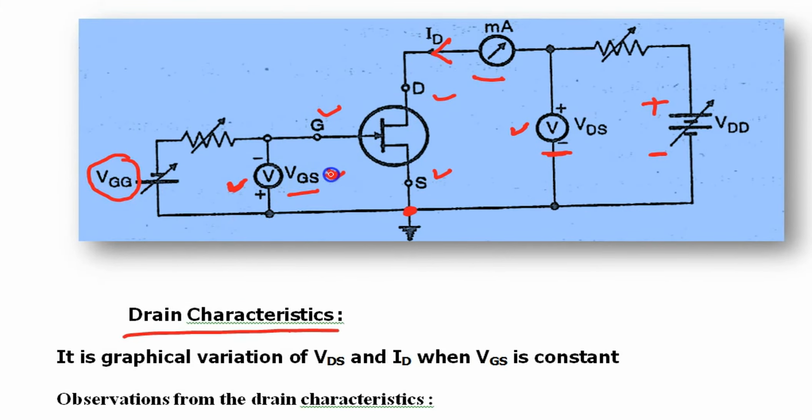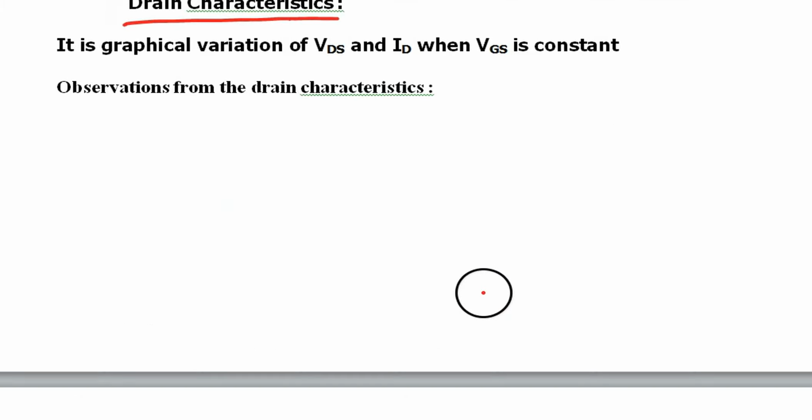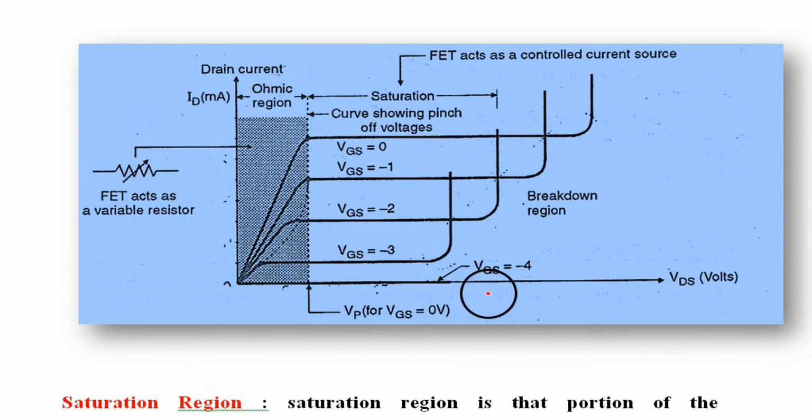Here this will be constant. We vary the voltage and we will measure current. Okay, the graph is like this. If the gate is given no potential, the graph is like this. If the gate is given no potential, you are varying what? VDS. You are measuring what? ID. So the graph is like this.